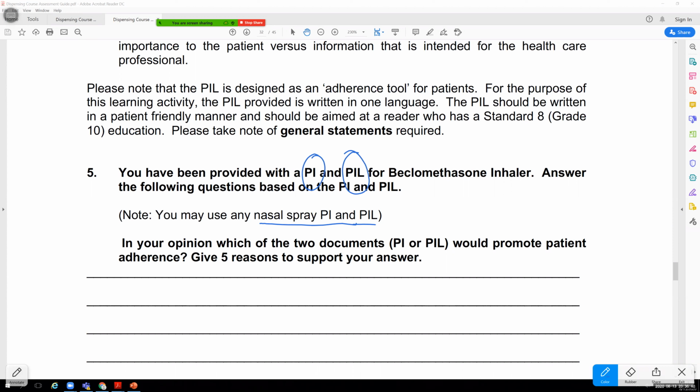So if you want to learn more, you have to answer this question. In your opinion, and your opinion must be based on the theory that you have just read on page 185 to 186, you need to explain which of these two would promote patient adherence, and you must give 5 reasons for that. So it's a competition.